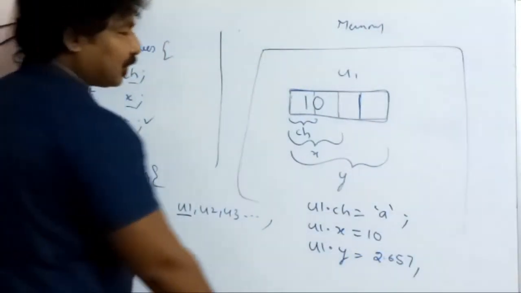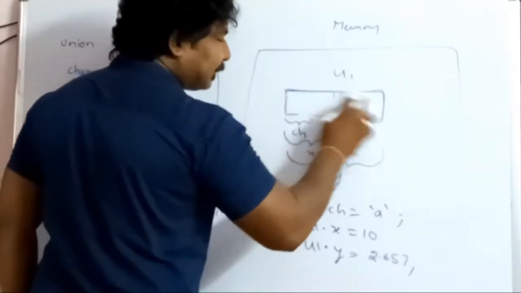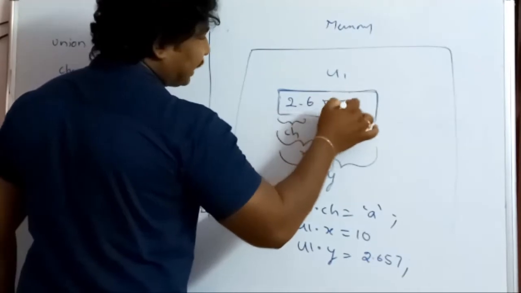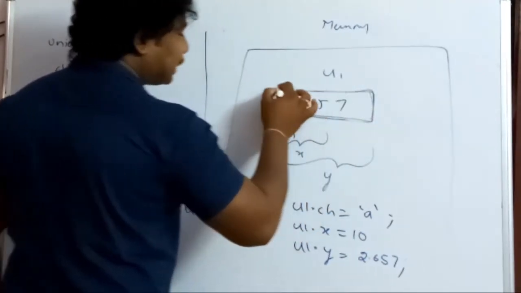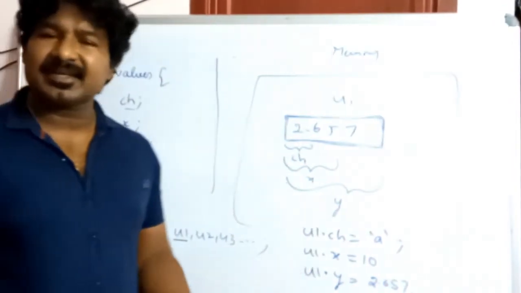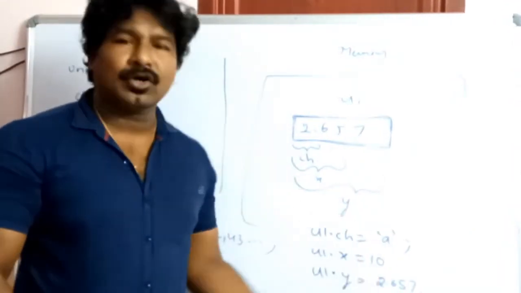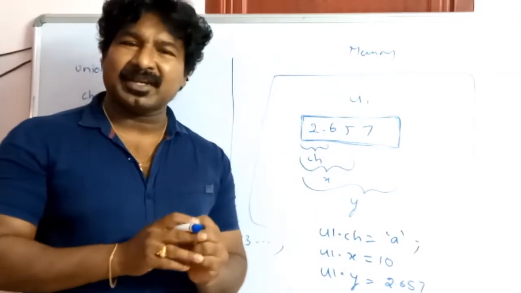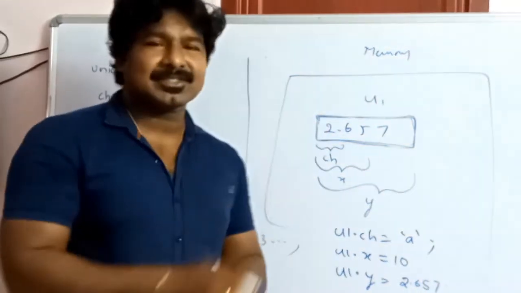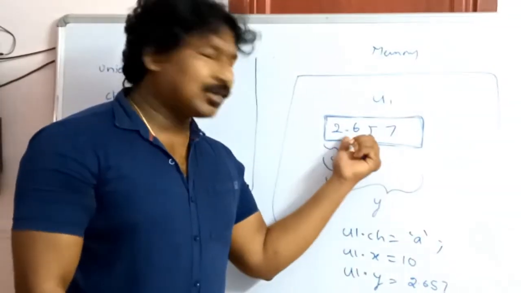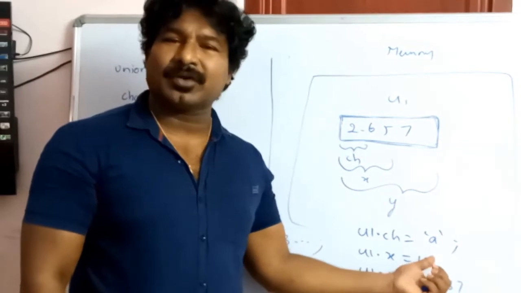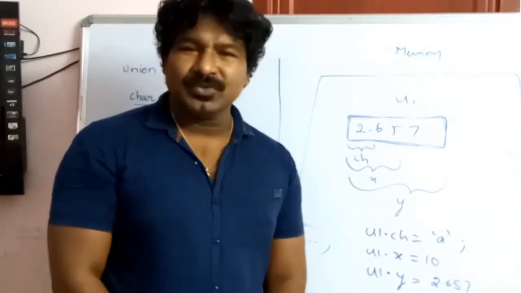In that case, this 10 will be overwritten with 2.657 and it occupies the entire 4 bytes. And what happens to the previous values of ch and x, that is the letter a and 10? All those values are deleted from the memory, and the most recent value that you have stored is what is actually stored in the memory. So here only 2.657 is available, this 10 is gone and this a is gone. So this is how this union will work.